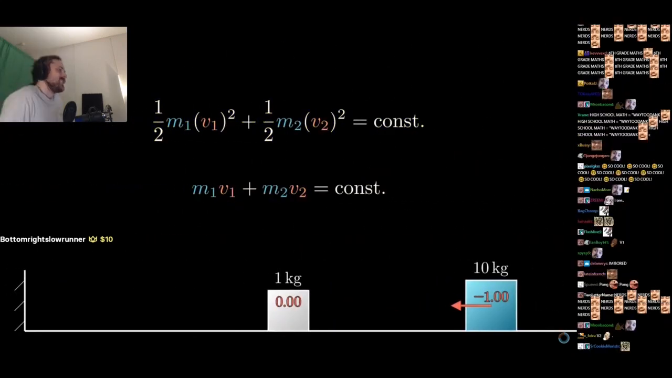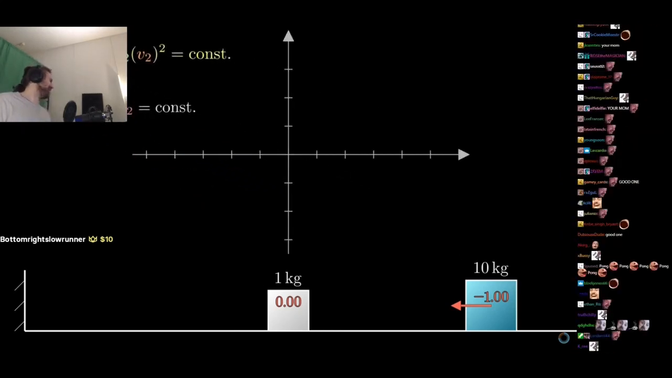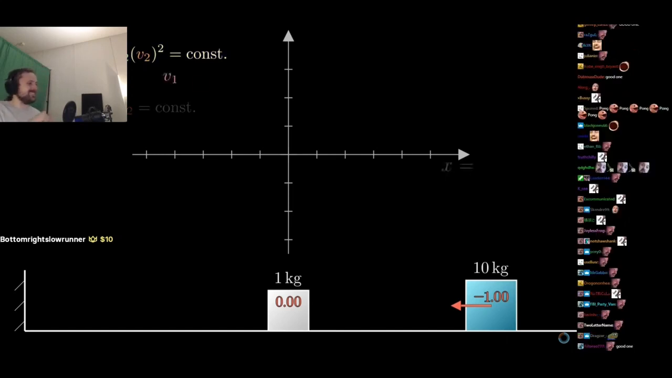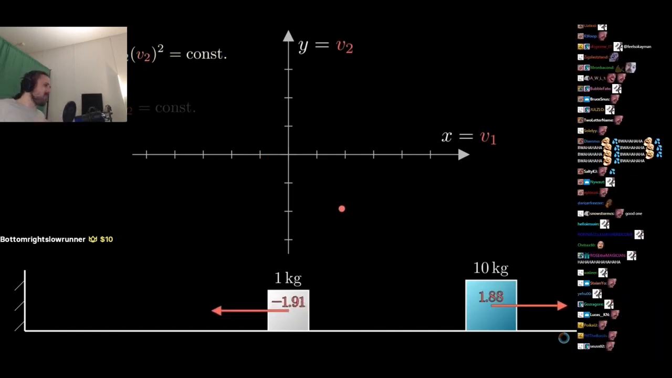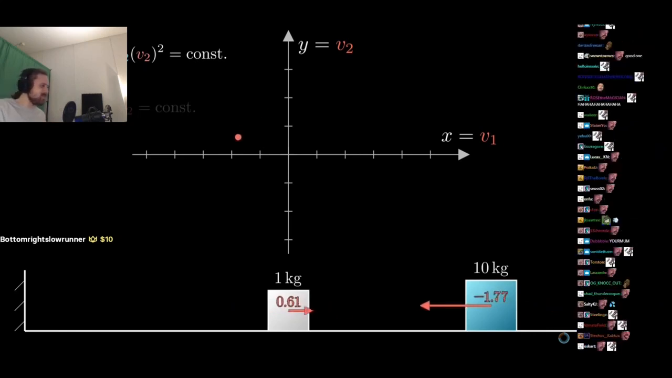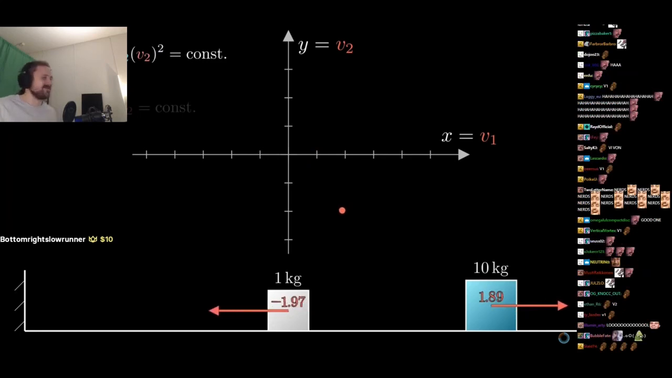To put these to use, try drawing a picture to represent them. Let's start by focusing on the energy equation. Since v1 and v2 are changing, maybe you think to represent the equation on a coordinate plane where x is equal to v1 and y is equal to v2. So individual points on this plane encode the pair of velocities of our blocks.